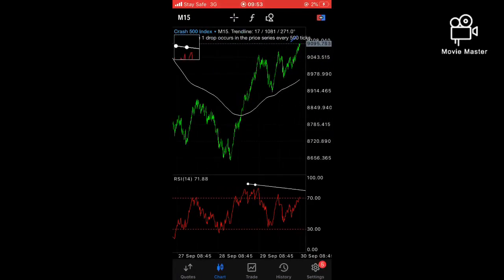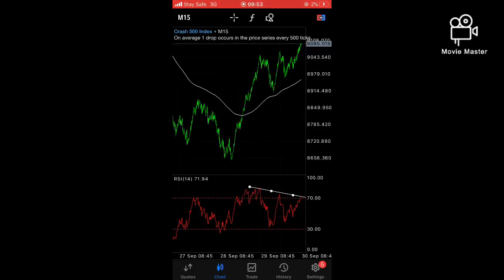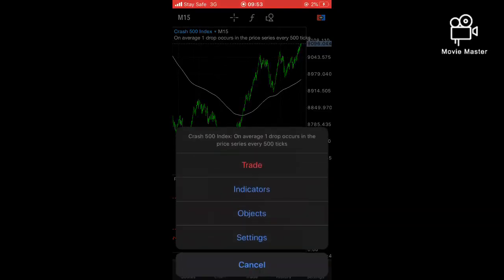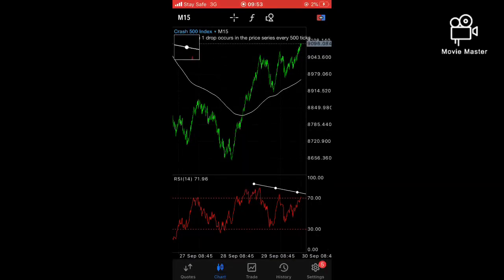From this point to this point, the RSI is making lower highs. Then on my chart, the market is making higher highs. So it's a clear indication of a sell.